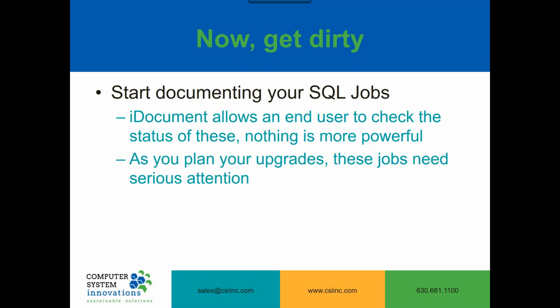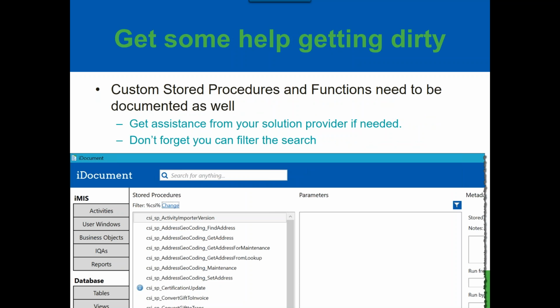So this is a piece of documentation that's very powerful to have as you continue down your iMIS side of things. SQL jobs can call stored procedures and or other fun things, and so that's the next thing you're going to want to create. And you might need some assistance from your solution provider if they were the ones that created all of those. And the first time you use iDocument, you're going to see every stored procedure in iMIS.